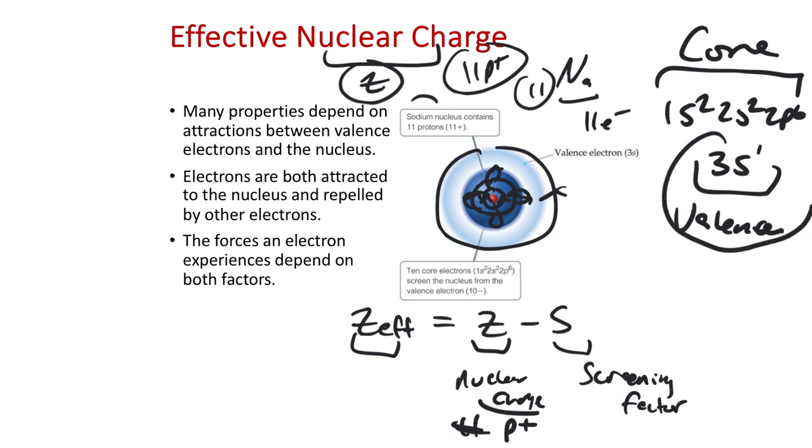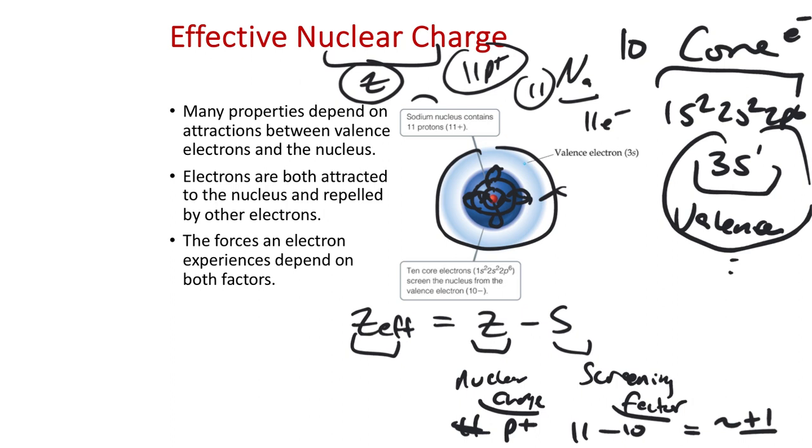So we have one valence electron here, and then we have 10 core electrons. And so the highest the screening factor can be is 10. So our Z effective is probably somewhere around +1 or in that ballpark. And we'll see in a minute how we can approximate the S factor by the number of core electrons. So it's about +1.